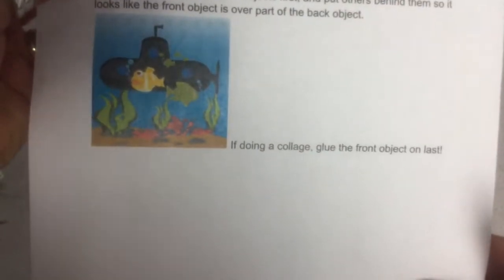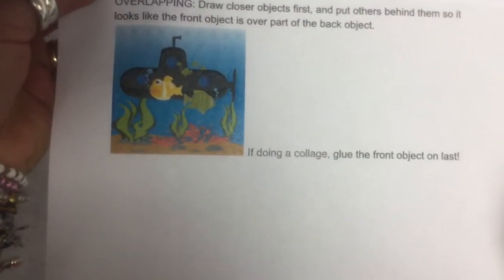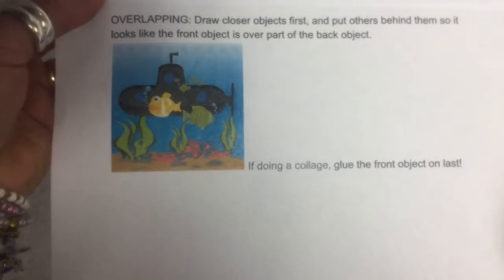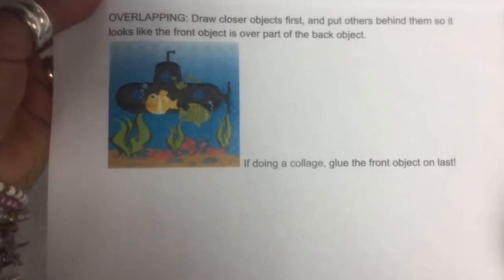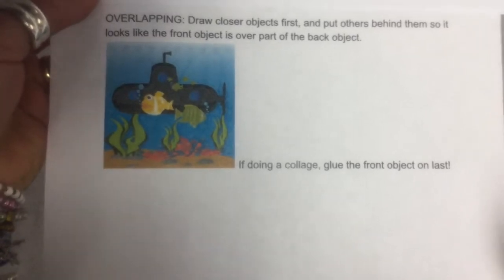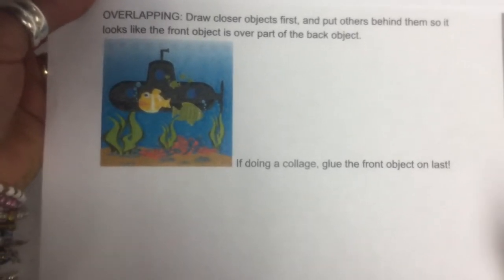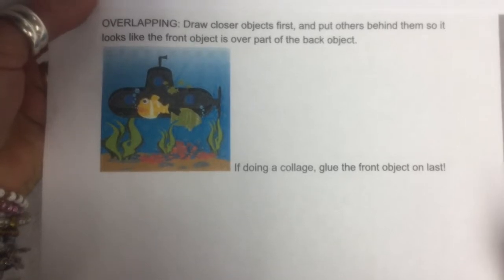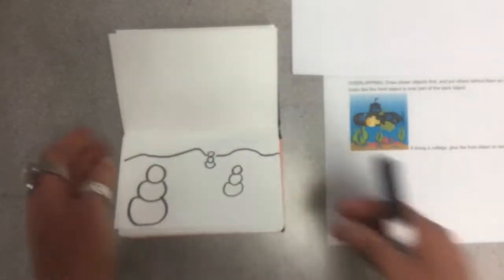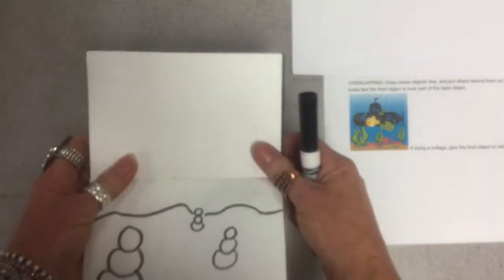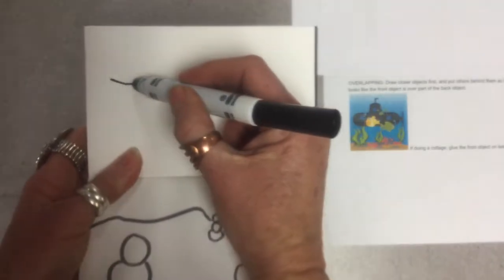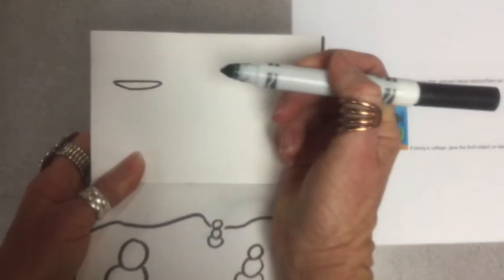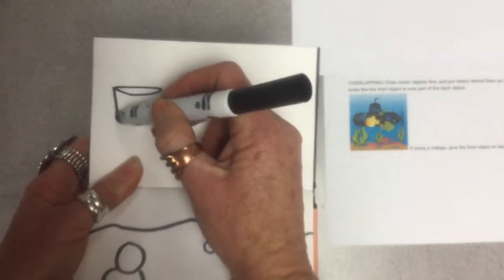All right, the next way that we're going to learn how to create depth is by overlapping objects. So as you can see here with the fish, they're overlapping or on top of the submarine. Gives you the feeling that the submarine is behind the fish. So we are going to use overlapping now to create depth. And I am just going to draw a soda cup. So it's like a squished oval.